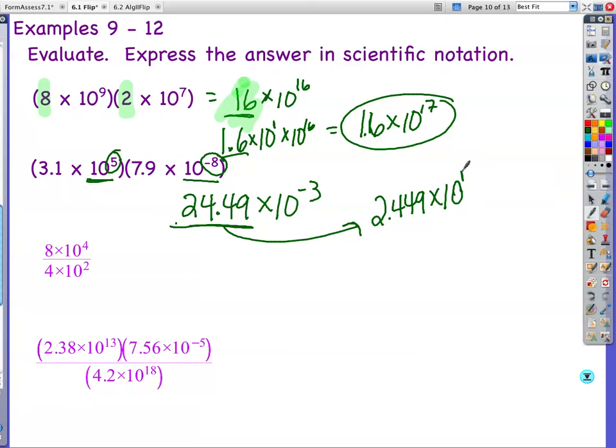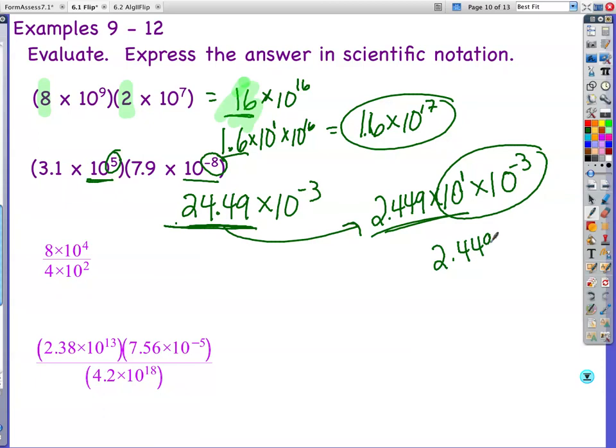Okay, so 2.449 times 10 gives me the 24.49. So this is equivalent to this. And now I have to take it times 10 to the negative third. Well, now I'm going to combine these terms together. So I have 2.449 times 10 to the negative second. When I'm adding exponents, that's what I'm going to get. And that's scientific notation.